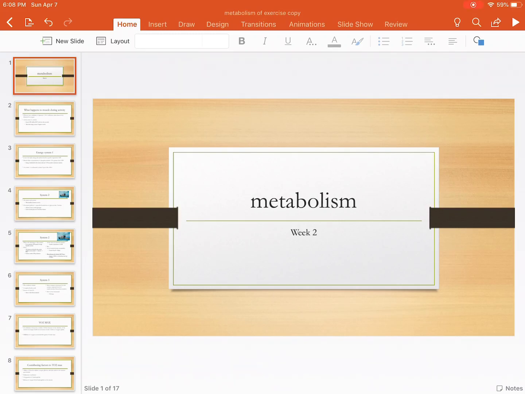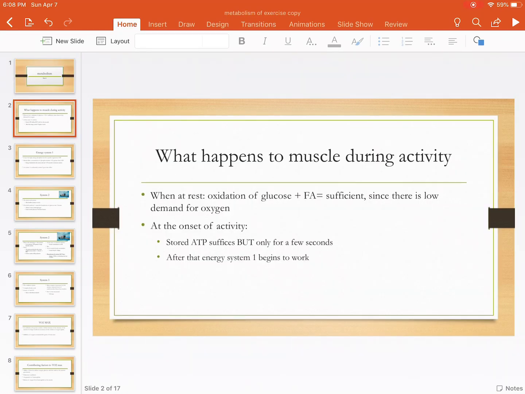Okay, this week we are going to be talking about the second part of metabolism, which really concerns activity and exercise. We're going to be talking about what happens to our muscle tissue as the levels of activity change, meaning when we go from being really non-active to as we progress to high levels of exercise.